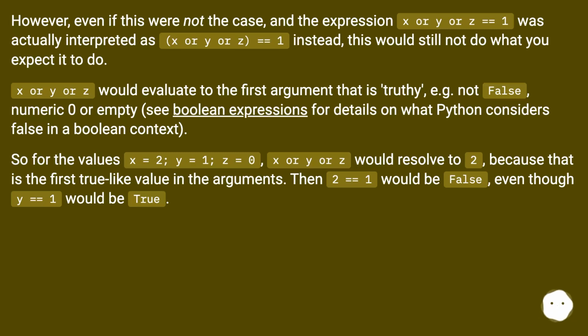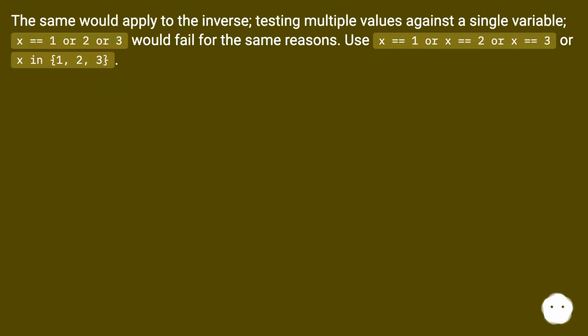So for the values x equals 2, y equals 1, z equals 0, x or y or z would resolve to 2, because that is the first true-like value in the arguments. Then 2 equals 1 would be false, even though y equals 1 would be true. The same would apply to the inverse, testing multiple values against a single variable: x equals 1 or 2 or 3 would fail for the same reasons. Use x equals 1 or x equals 2 or x equals 3, or x in (1, 2, 3).